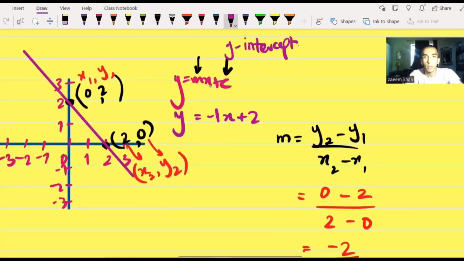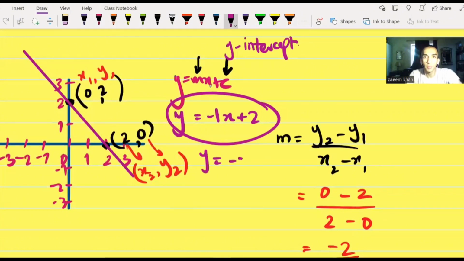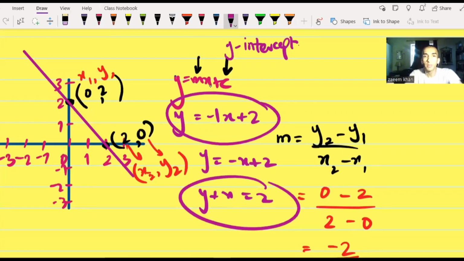So we can just say y is equal to negative x plus 2. Or I can rearrange it and make it look like this, 2 minus x. Or better yet, I can call it y plus x is equal to 2. I took this x to the left hand side so that everything is in positive values. That is how Cambridge prefers to see your answer.